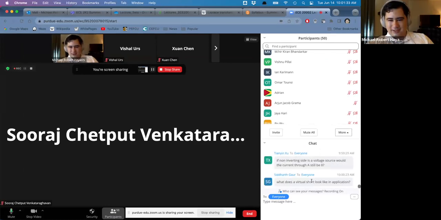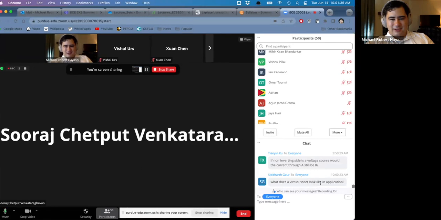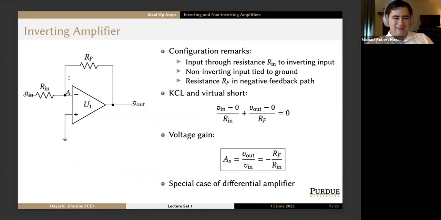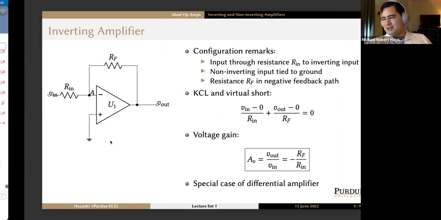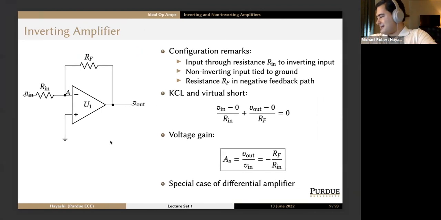What does a virtual short look like in application? It looks basically like this, where we have this negative feedback path, which allows for the virtual short condition to be true. If we don't have negative feedback, we have what's called a comparator, which is a special form of op amp where it literally just tells you which side is bigger. Which, yeah, I guess we don't talk about comparators. I should write that down as a missing part of the curriculum. Any other questions?